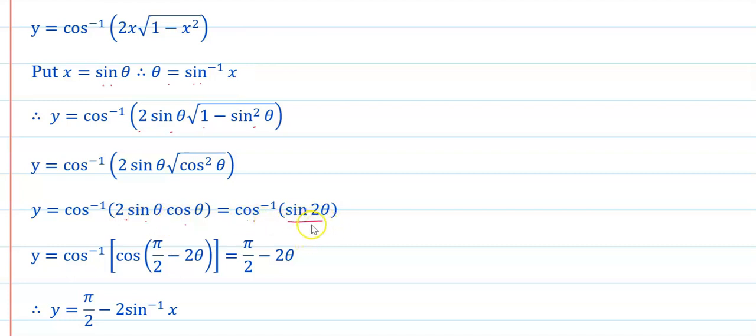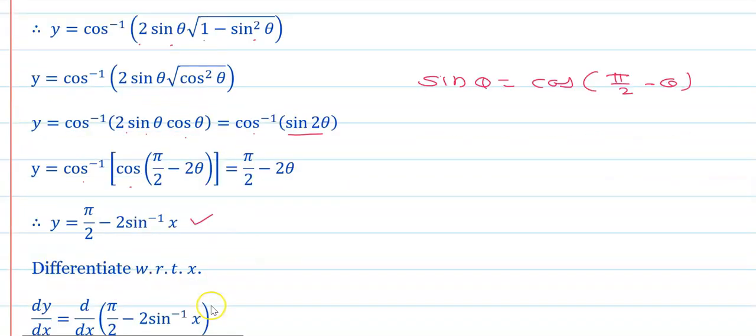Now sin of 2 times theta can be converted in terms of cos theta. Means what? Again I am writing that similar formula. Sin theta is equals to cos of in bracket pi by 2 minus theta. And here it is pi by 2 minus 2 times theta. Cos inverse of cos of pi by 2 minus 2 theta is pi by 2 minus 2 theta. But what about the theta? Theta is sin inverse of x. That is pi by 2 minus 2 sin inverse of x.